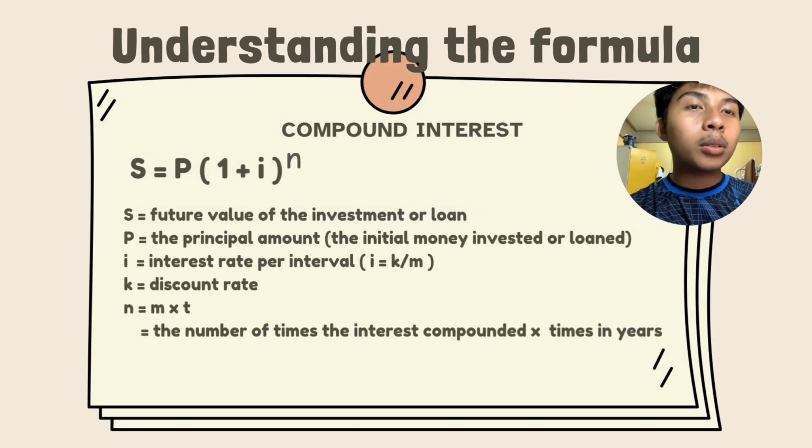So now you need to understand the formula of compound interest. The compound interest formula is S equals P times (1 plus I) to the power of N. S is the future value of the investment or loan. P is the principal amount, the initial money invested or loaned. I is the interest rate per interval. K is the discount rate. N is the number of times the interest is compounded times the time in years.